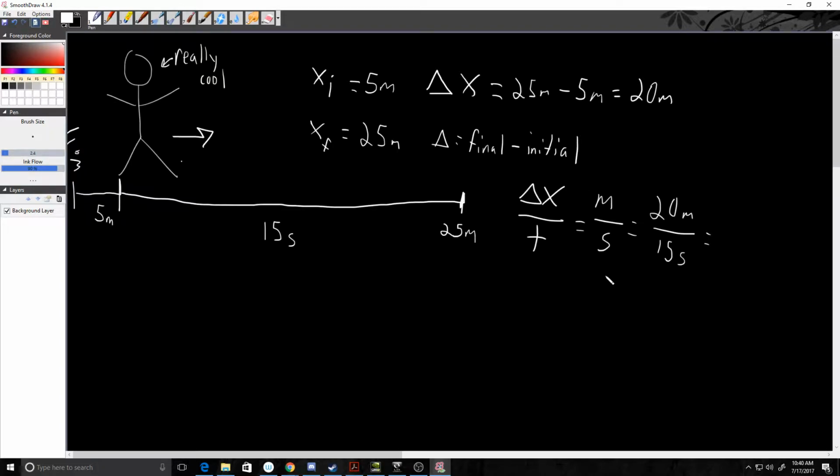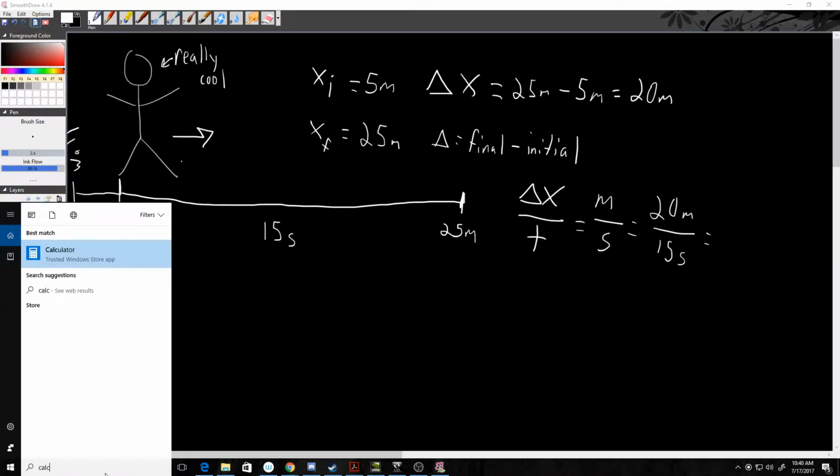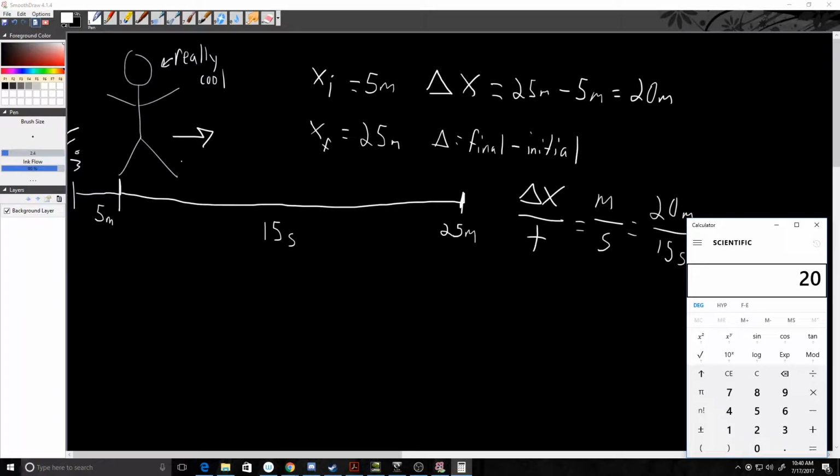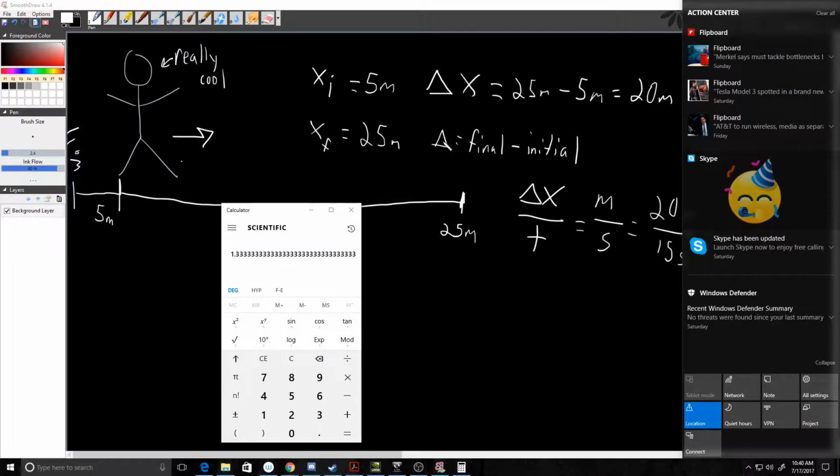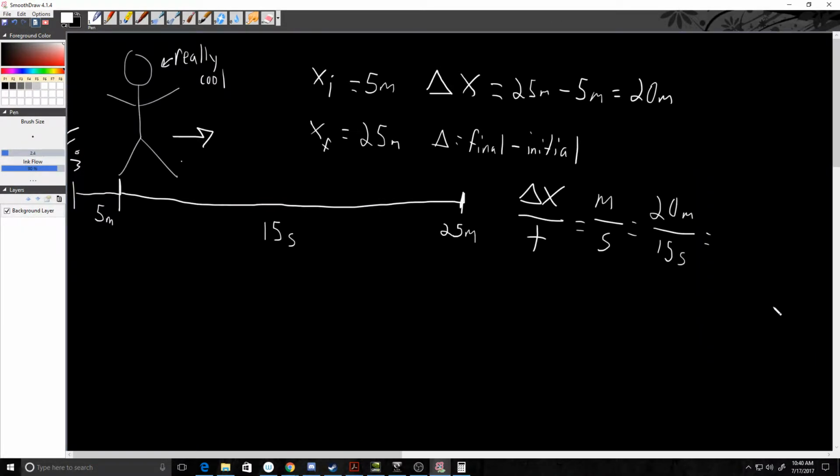So now I have 20 meters divided by 15 seconds. If I go ahead and bring up a calculator here, so I have 20 divided by 15. That looks like it's going to be 1.3, maybe even 1. All right. We're going to go into significant figures later on. I'm going to say for this one, though, let's just go with 1.3 meters per second. That unit's going to stay there. So that was my speed away from the wall.